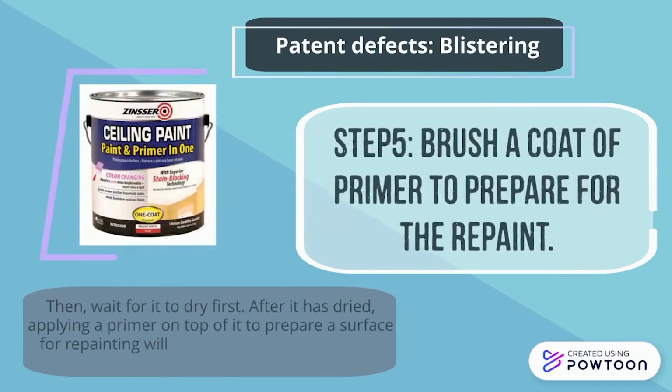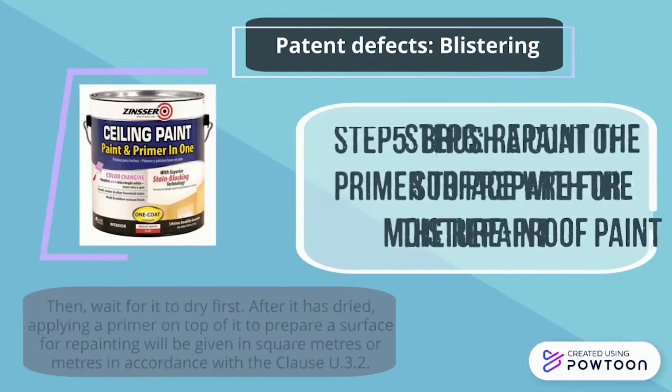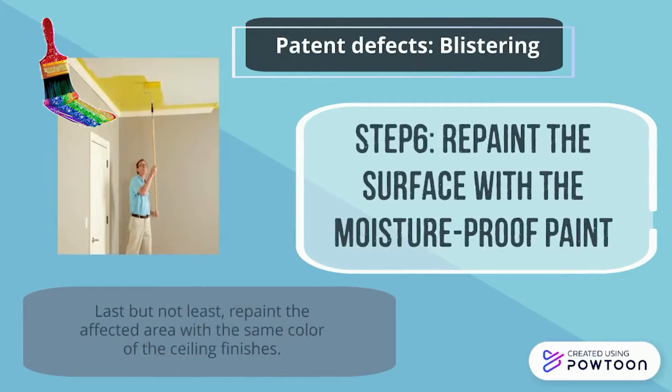Then wait for it to dry first. After it has dried, apply a primer on top of it to prepare a surface for repainting, which will be given in square meters or meters in accordance with class 2.2.2. Last but not least, repaint the affected area with the same color as the ceiling finishes.